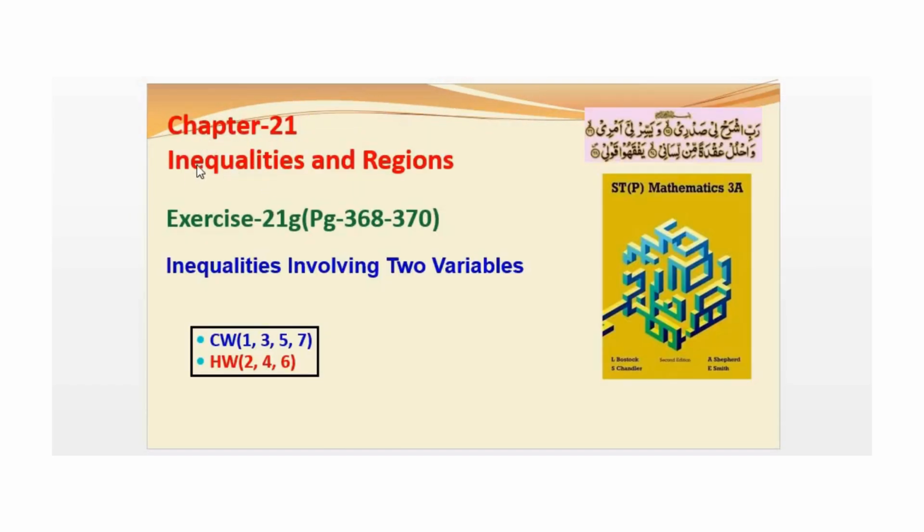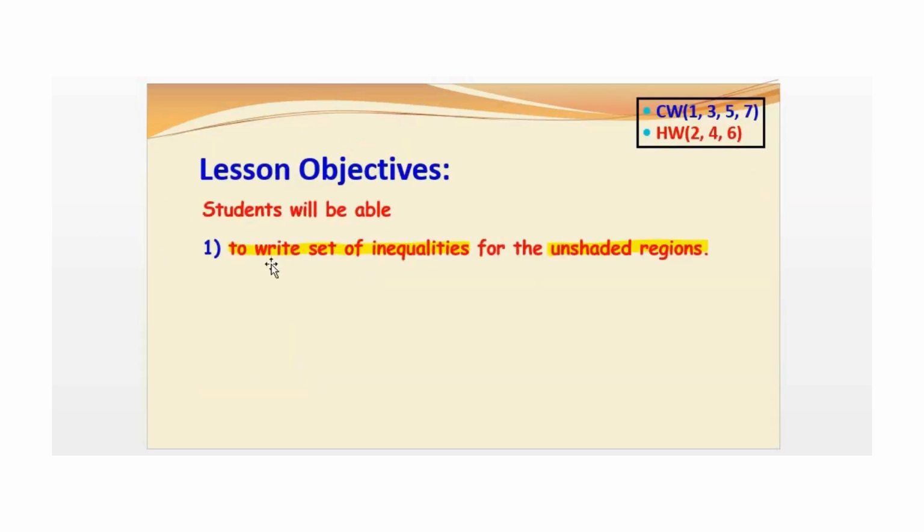Bismillahirrahmanirrahim. Chapter 21, Inequalities and Regions, exercise 21G. This is my second video for the exercise. What is our main objective? To write the set of inequalities for the unshaded region.